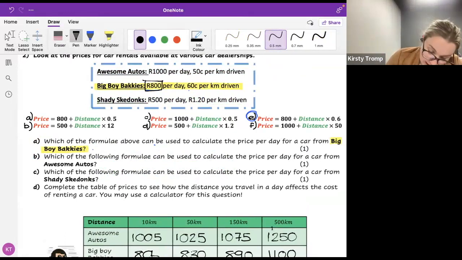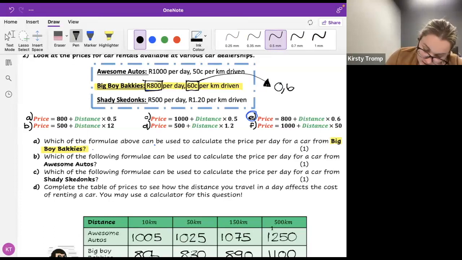Yes, ma'am. Okay. And what about this? What is this in? Cents. Can I add rand and cents together? No, ma'am. No, not really. So what do I need to do with those cents? I need to change them. So how can I change that cents and make it into rands? What can I do? You're going to say 0.6. I'm going to say 0.6.